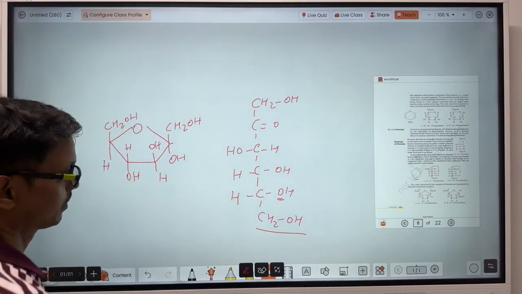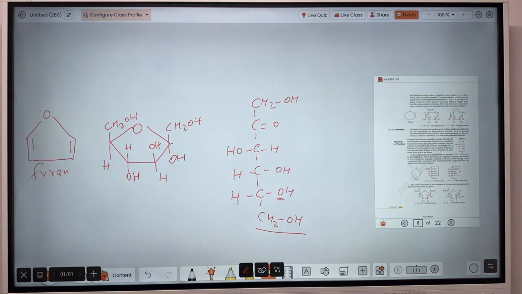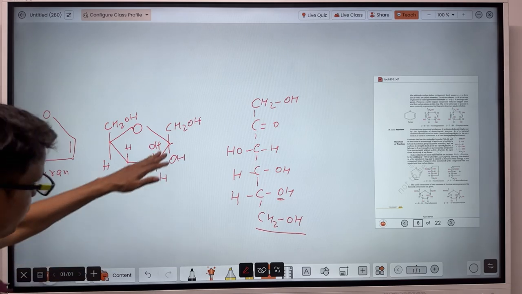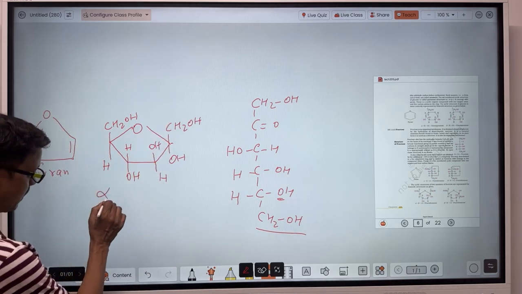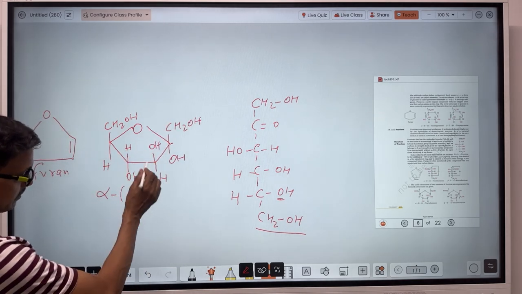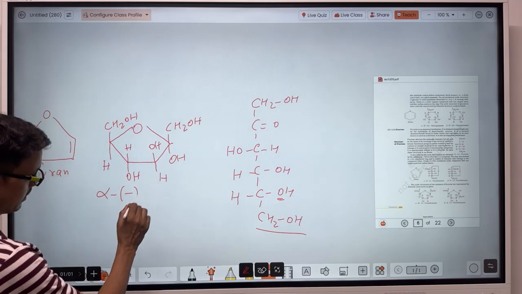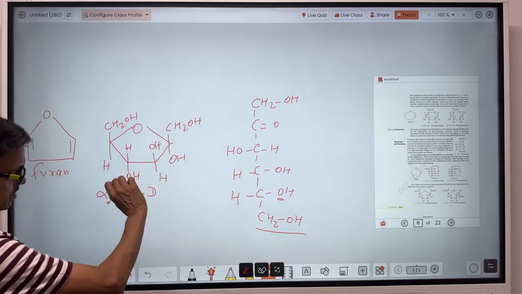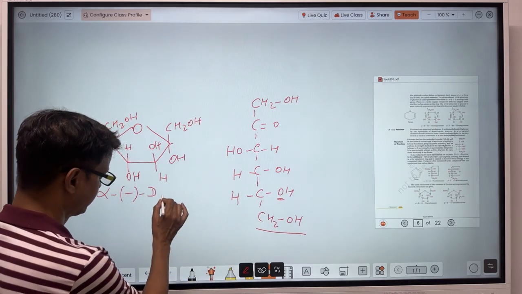Now how to predict whether it is alpha or beta? You already know when OH is on the below side, then that will be called alpha. Alpha here, and fructose is levorotatory, so minus. And here it's D because OH was towards the left hand side, and fructose.